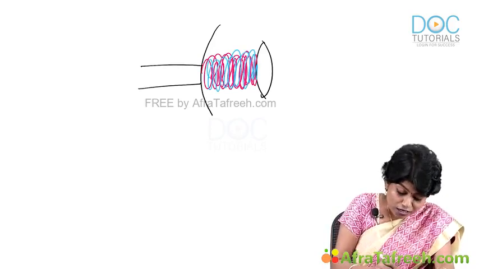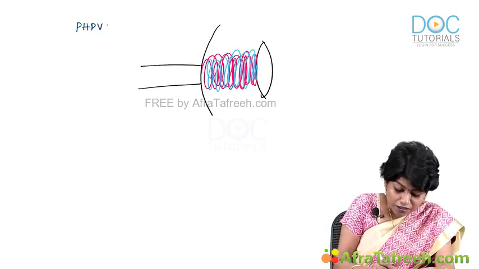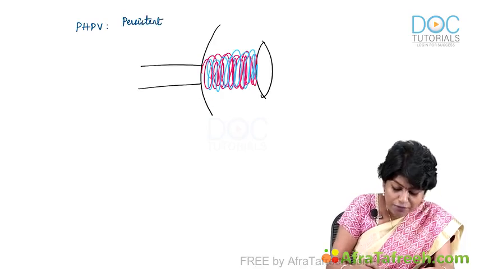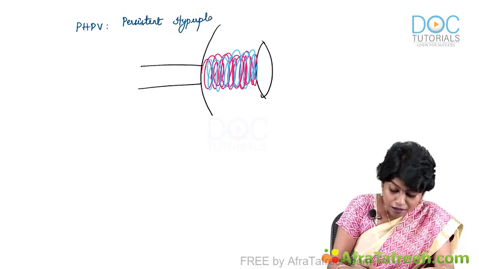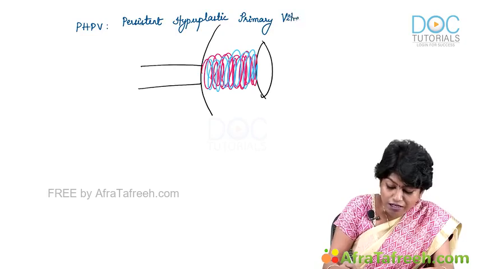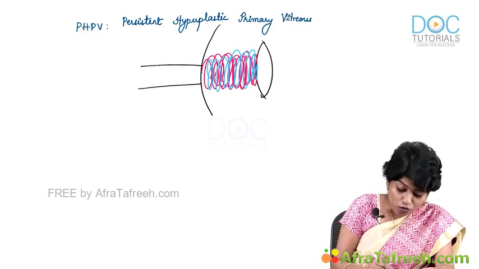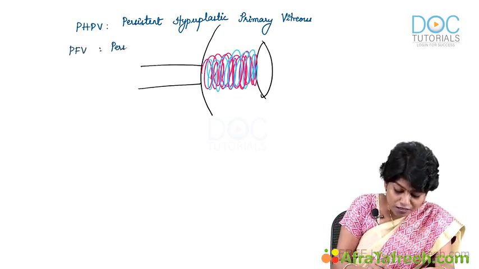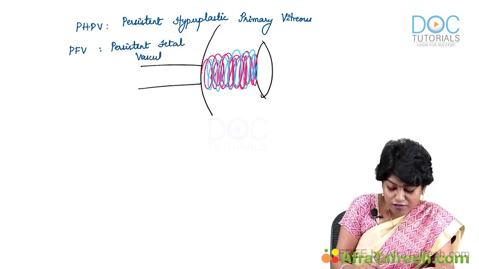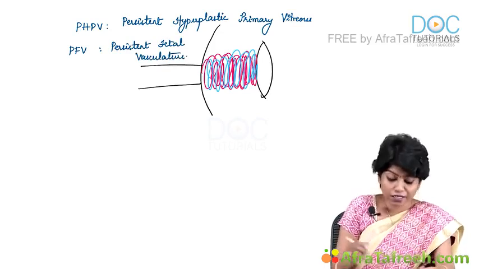what we call as PHPV, that is persistent hyperplastic primary vitreous, which is now known as PFV, that is persistent fetal vasculature. Okay, persistent fetal vasculature. Is this clear? Okay.